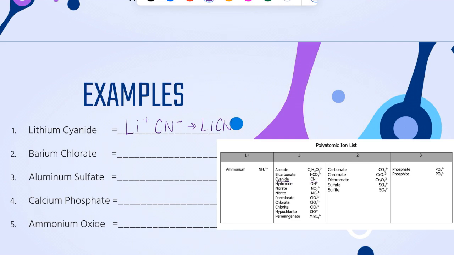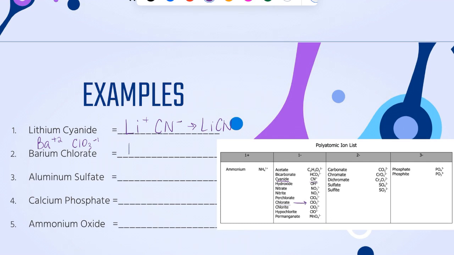Okay, let's take a look at the second example. So barium, if we find it on the periodic table, it's Ba, and because it's an alkaline earth metal, it has a charge of +2. It's in group 2. And now we can find chlorate on our polyatomic ion list. Chlorate is right here, and it has a formula of ClO3 -1. So in this case, it's not balanced. We have 2 positive charges and only 1 negative charge. So what we need is 2 chlorates.